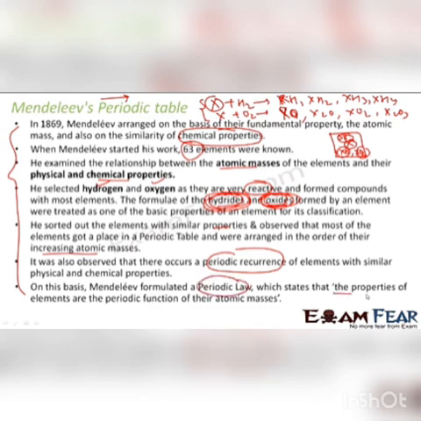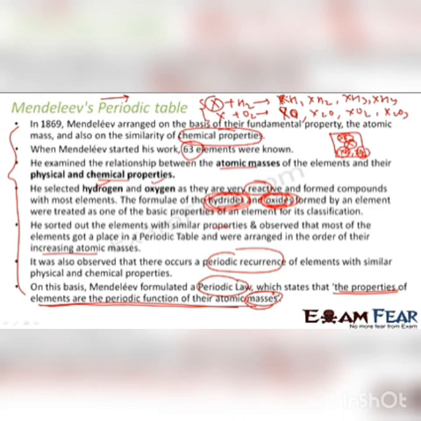And he stated that the properties of the elements are a periodic function of the atomic mass. This is the law he gave. This law is called Mendeleev's periodic law. It says that the properties of the elements are a periodic function of atomic mass. Please note it's atomic mass. We don't need the atomic number now because atomic number was not even discovered by this time, right? Because the electron itself was not discovered.